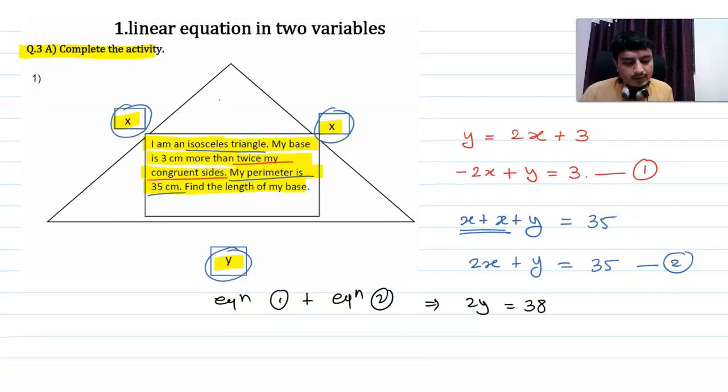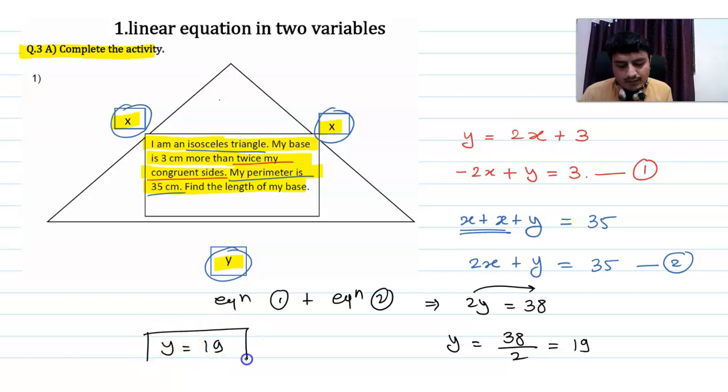Now to evaluate the value of y, shift 2 from LHS to RHS. 2 is a multiplier. After shifting it becomes a divisor. So 38 divided by 2, we get 19. So the value of y here is 19. That means the length of the base of the triangle is 19.